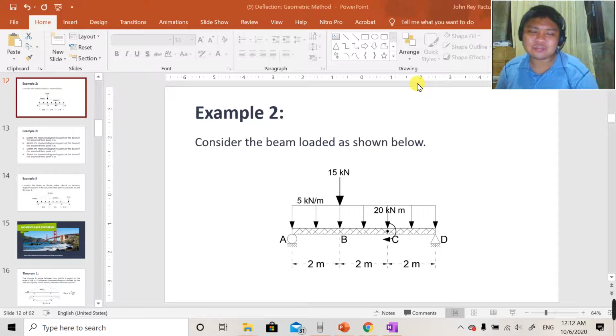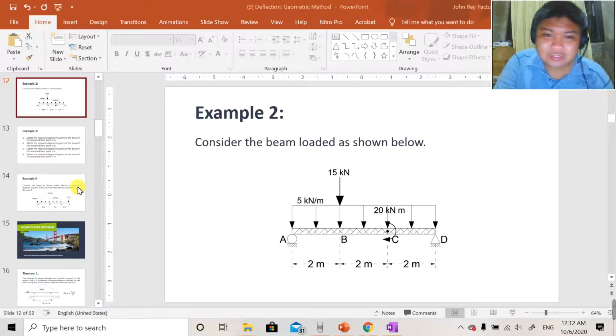For example number 2, consider the beam loaded as shown below. So, this is the beam. Merong uniform load, merong concentrated load, and merong concentrated moment. So, ano ba yung tanong?